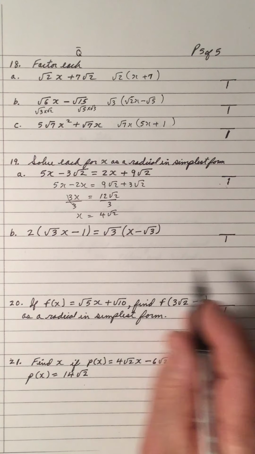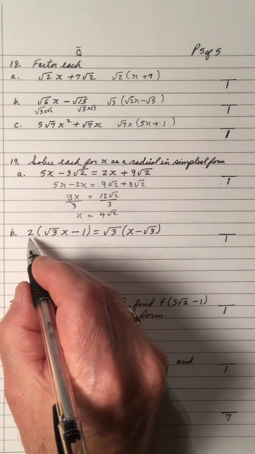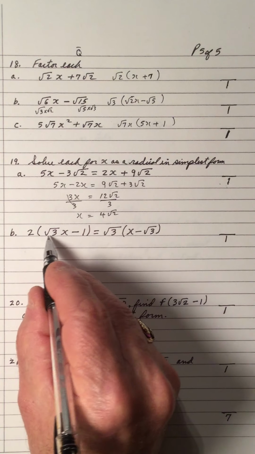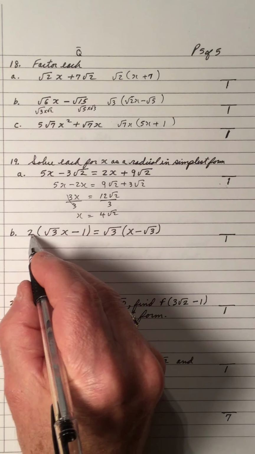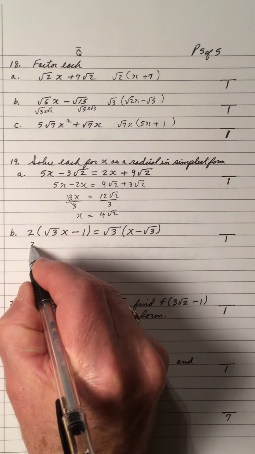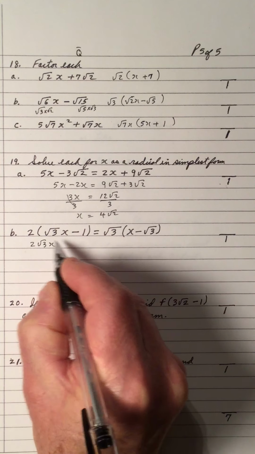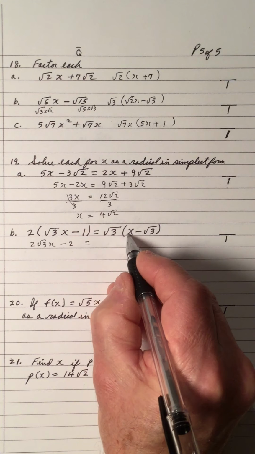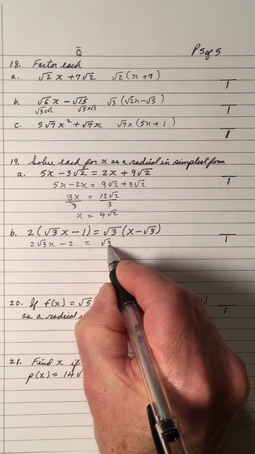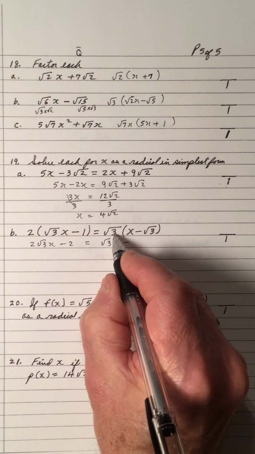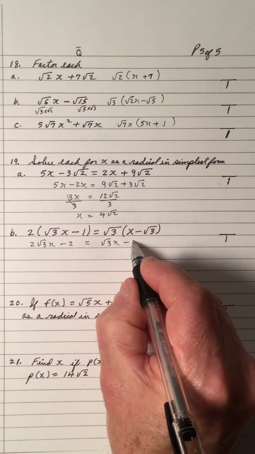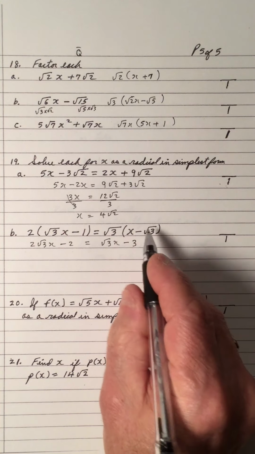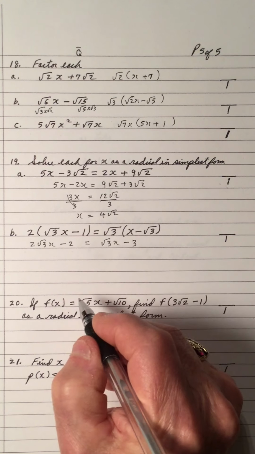And we're solving this one, but we have to remove the brackets, so the inside can't be simplified. So 2 times root 3x is 2 root 3x. 2 times negative 1 is a negative 2. Root 3 times x is root 3x. And root 3 times root 3 is a 3. Positive times a negative is a negative.